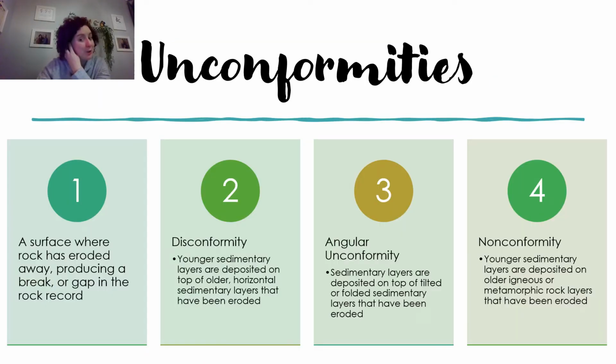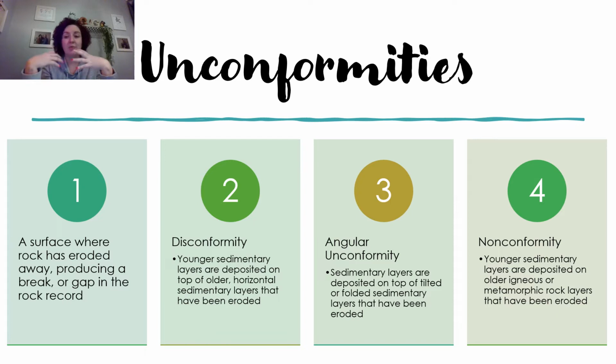Let's talk about unconformities. So this is where we get those random sort of experiences where rock gets all twisted or pushed or divided or whatever, because that's how geoscience processes work. So these are all of those instances. There are 3 different types of unconformities. Essentially, an unconformity is a surface where rock has eroded away, producing a break or a gap within our rock record, because nothing in this world is perfect.